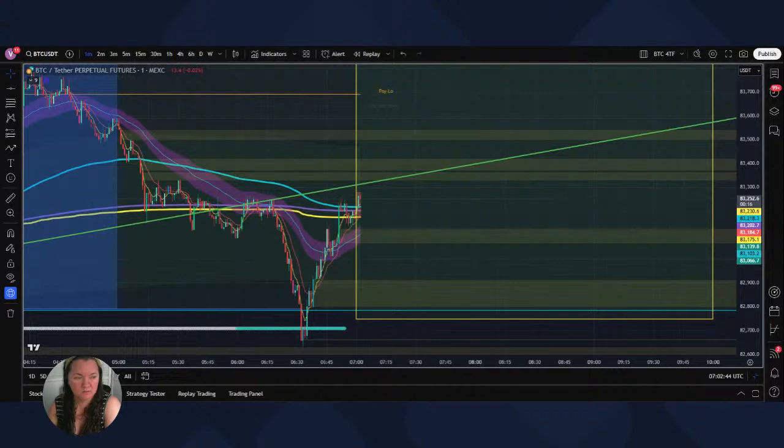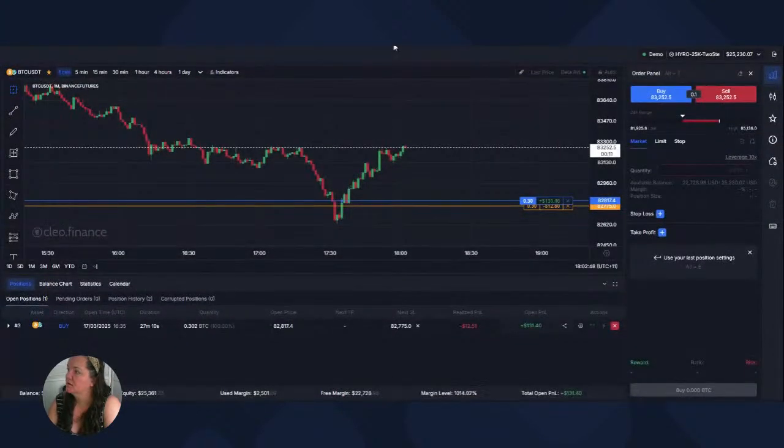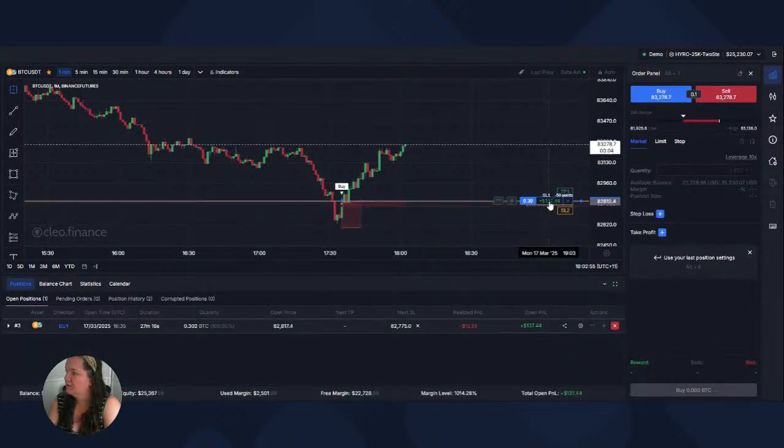Okay. Let's check in on my position. Okay. So moving my stop loss to break even.